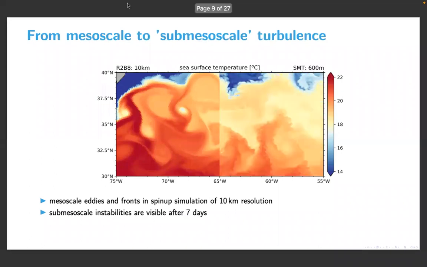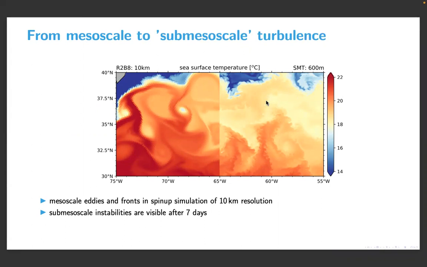There it comes. Now it also looks a bit different for you. So what you can see is that these fronts break up and create instabilities, and these instabilities are on spatial scales which are much smaller than the baroclinic scale, the first baroclinic Rossby radius, and therefore we would like to call them submesoscales.